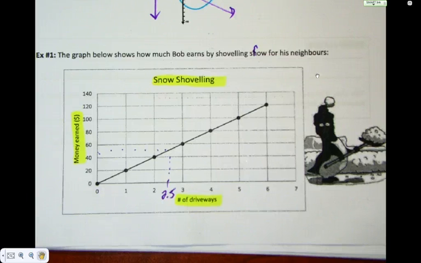How many driveways did Bob need to shovel if he wants $70 to buy a new video game? I heard an offer of 5.5, offer of 6.5, offer of 3.5. That sounds confirmed. 3.5. Oh, sorry. Do you understand how to interpret a graph? Oh, no, yeah, I just.